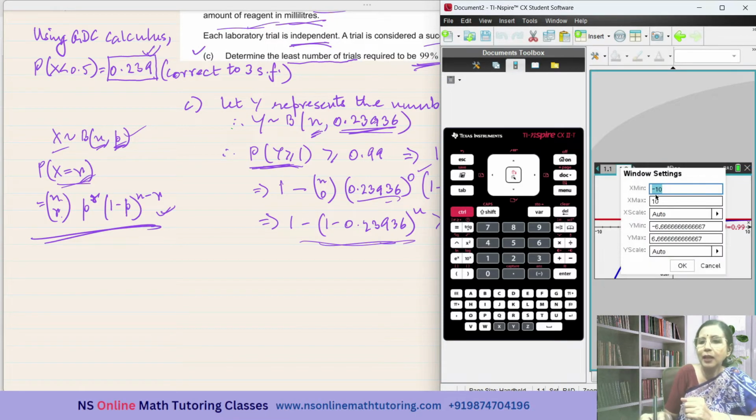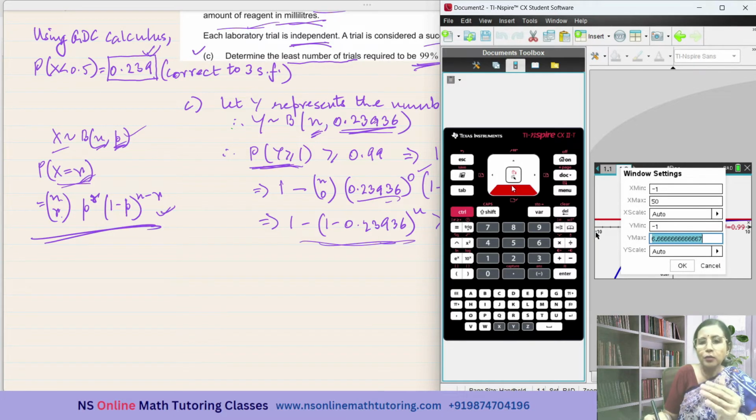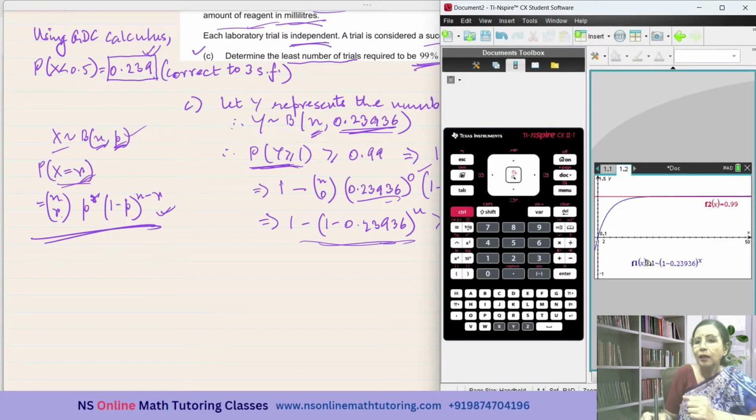Let me change the window settings. I come to this place and I'm seeing it is on the right hand side of the y-axis. So I am keeping the x min as -1 and x max, I can keep it as 50. I don't know where they will be intersecting. And y min also, it is above the x-axis, so I can keep y min as -1 and y max, since it is y equal to 0.99, very close to 1, let me keep it as 1.5. And yes, I have pressed OK.